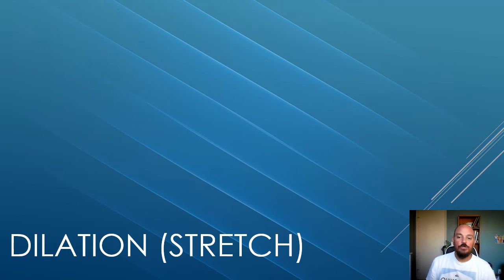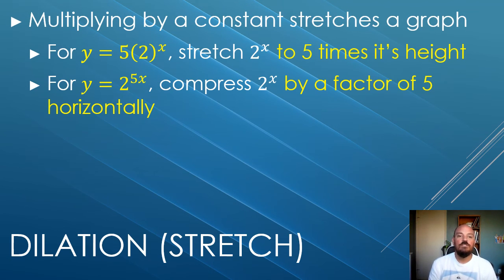All right, our third transformation is called a dilation, or what I usually call a stretch, because it stretches the graph, it changes its shape. We said multiplying by a constant, by a number, stretches the graph. So for the first one, if I took my 2 to the x and I multiplied it by 5, that's what I'm doing right here. Taking my 2 to the x and I'm multiplying it by 5. What it does is it stretches it taller.